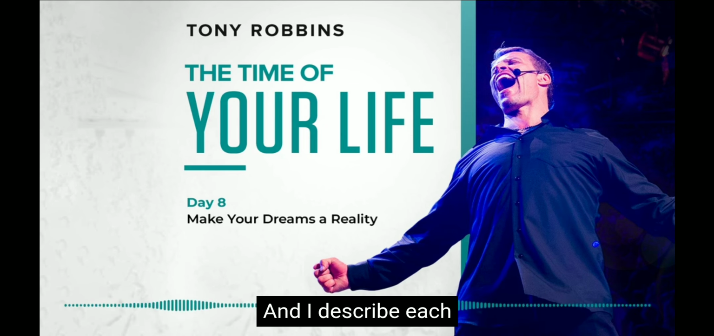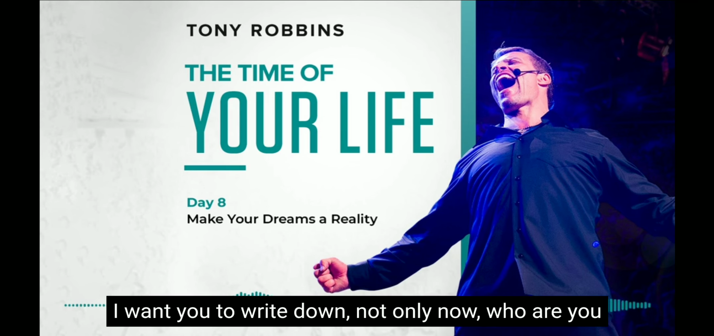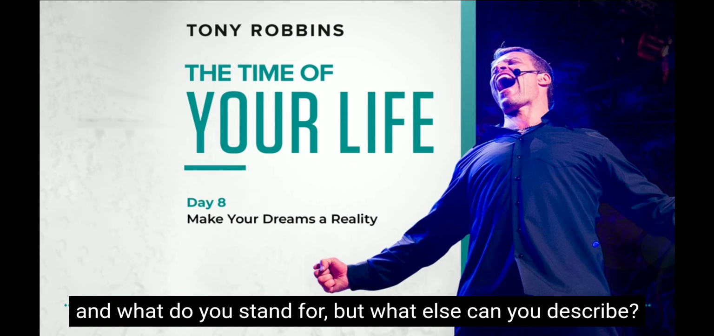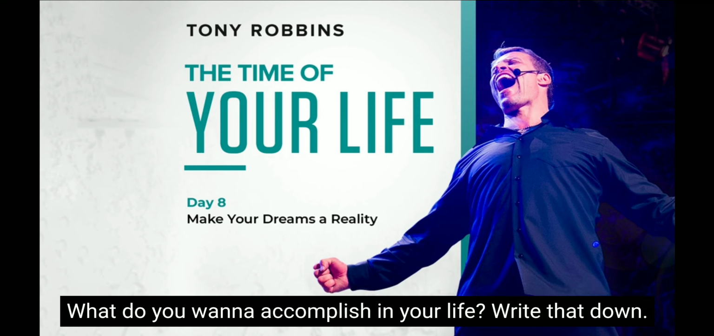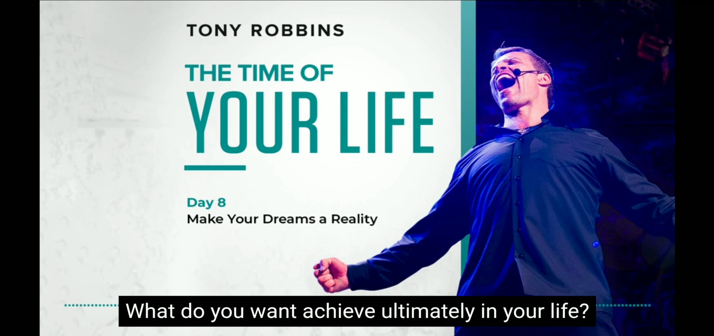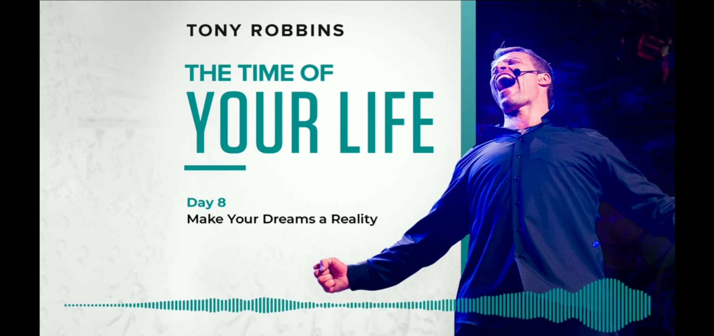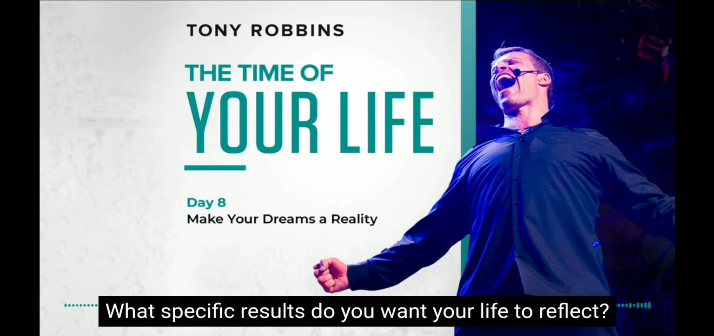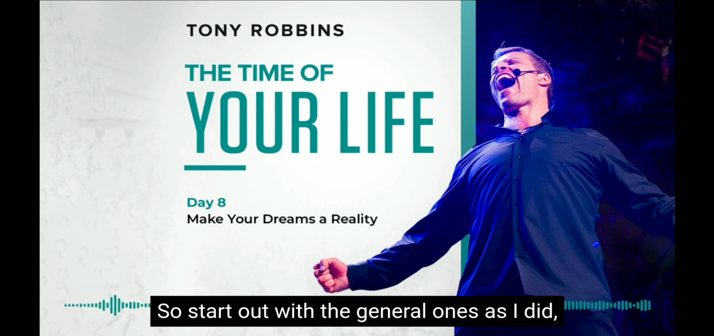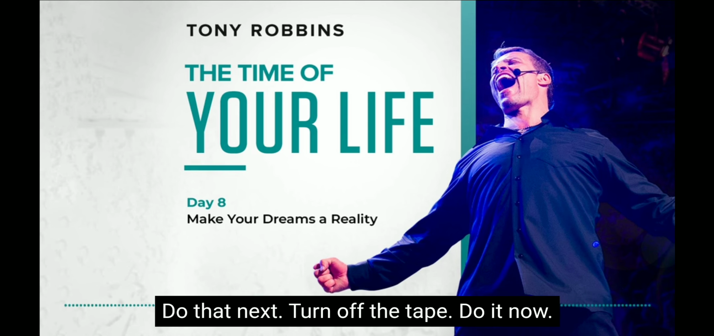And then describe each of the specific results I want to see from my life. I want you to write down, not only now who are you and what do you stand for, but what else can you describe? What do you want to accomplish in your life? Write that down. What do you want to achieve ultimately in your life? What do you want to give? What do you want to create? What specific results do you want your life to reflect? So start out with the general ones as I did, and then come up with your specifics. Do that next. Turn off the tape. Do it now.